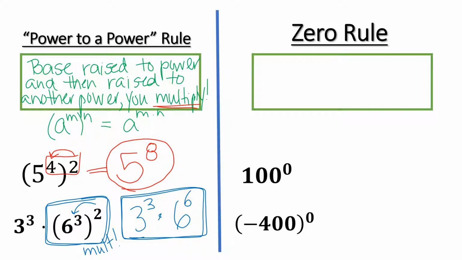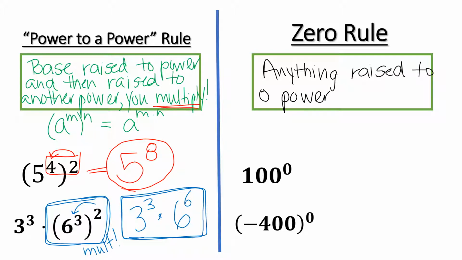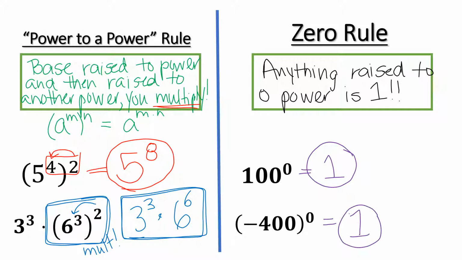Now the zero rule is probably the easiest. So anything raised to the 0 power, anything, it doesn't matter what it is, is 1. Okay, anything. So again, if you look at our examples, we have 100 raised to the 0 power, that's just going to be 1. That's our answer. We have negative 400 raised to the 0 power. Again, that's just going to be 1. So anything raised to the 0 power will always be 1.